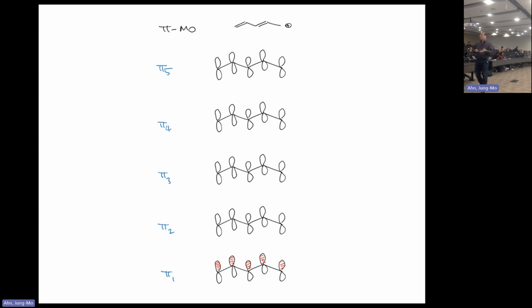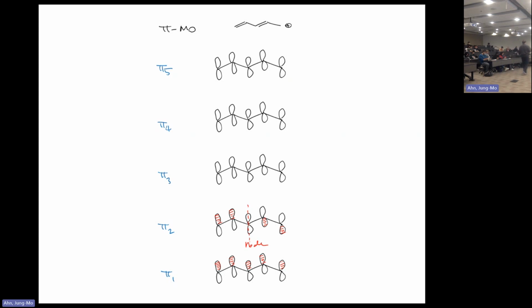The place for the node is basically right in the middle. Right at the middle, there's a carbon there, so it's not going to use its p orbital at all. So that's going to be null. And then these 2 are going to be in phase, and those 2 are going to be in phase, but these 2 are going to be out of phase with each other. So that's pi 2, looking a bit different.